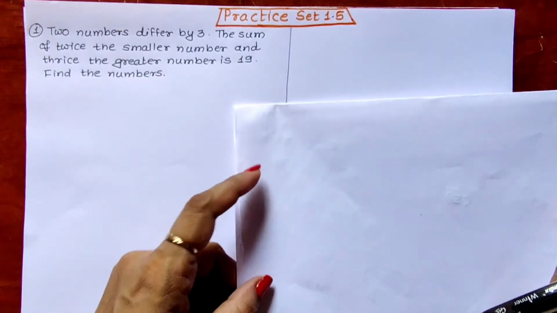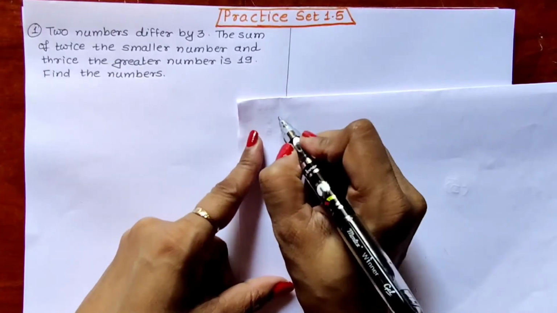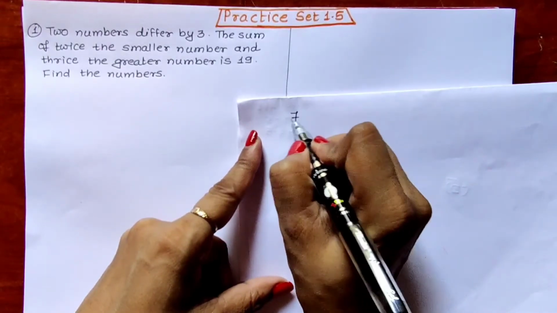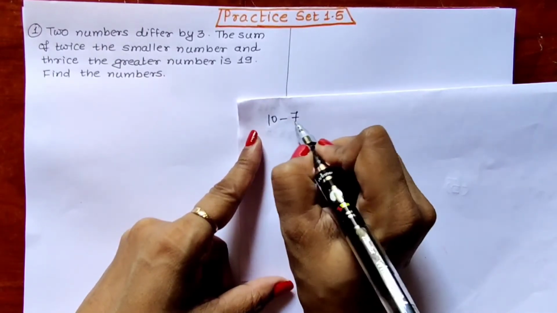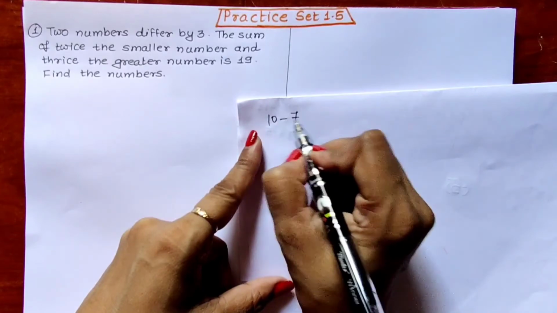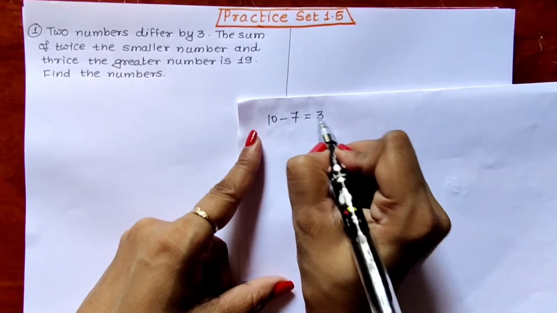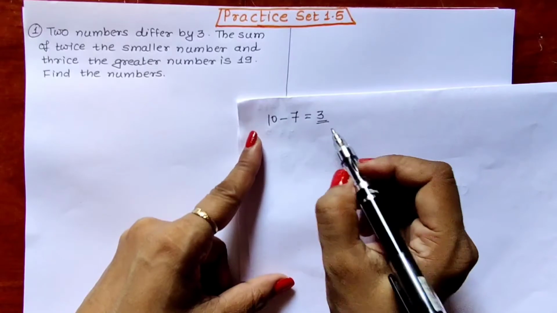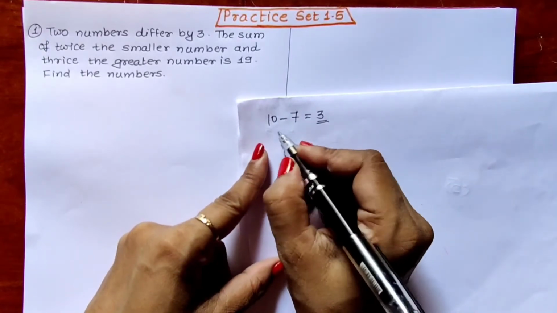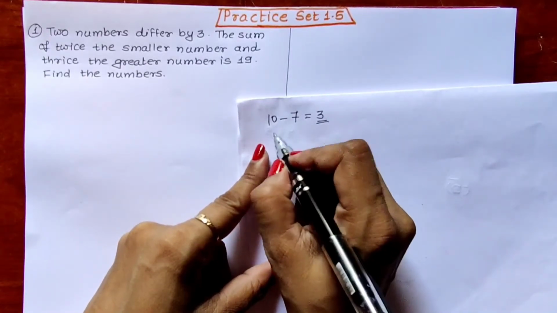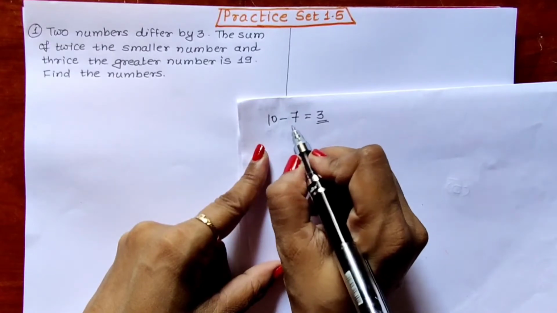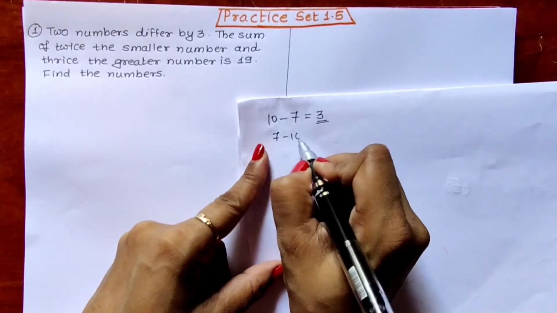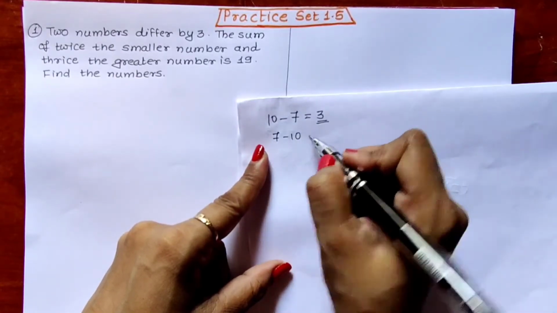This is just an example. If I subtract 7 from 10, 10 minus 7, bigger number minus smaller number, I get the answer 3, positive 3 or plus 3. But when I subtract the bigger number from the smaller number, in place of 10 minus 7, if I write 7 minus 10, what will be my answer?